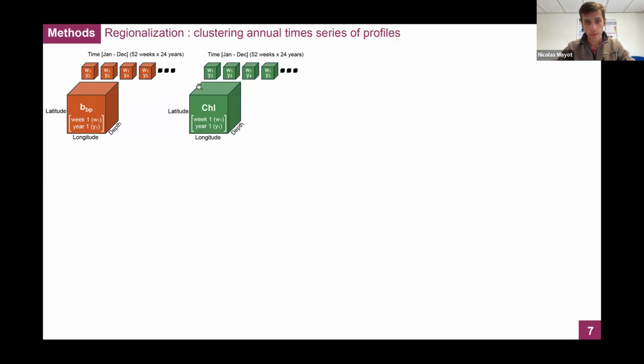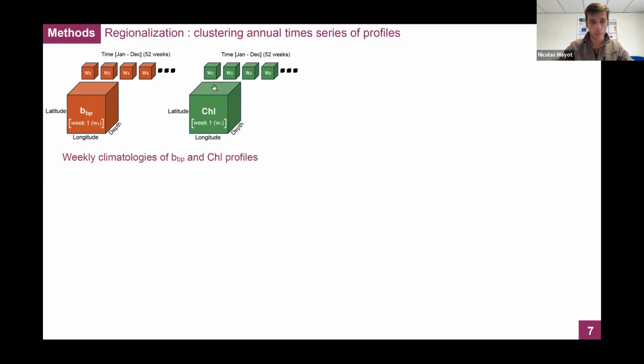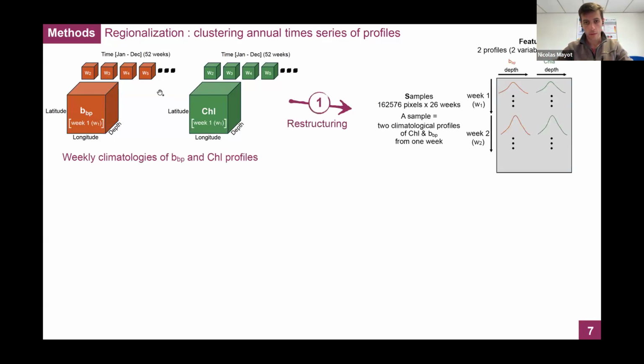And first, what I'm doing is a weekly climatology. So I remove the information about the year: week 1 of every year is averaged together. So I'm producing a weekly climatology of BBP and chlorophyll profiles. Then, before giving this information to the clustering method, I'm going to use principal component analysis to simplify the information. So I'm going from this 4D data set to a 2D table.